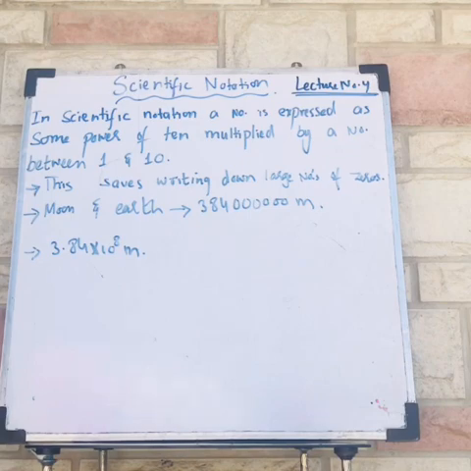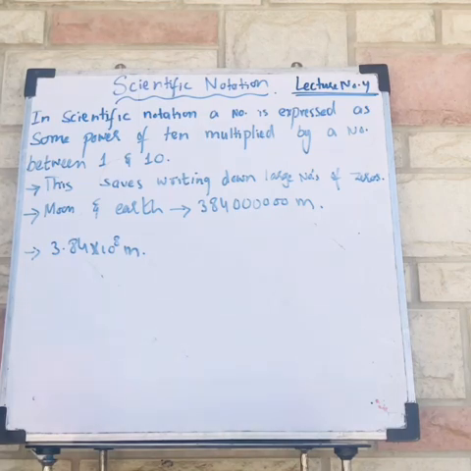In scientific notation, a number is expressed as some power of 10 multiplied by a number between 1 and 10. In simple words, I can say either a small or large number can be represented in some power of 10. So why are we using scientific notation? What is the purpose of this? This basically saves writing down large numbers of zeros.